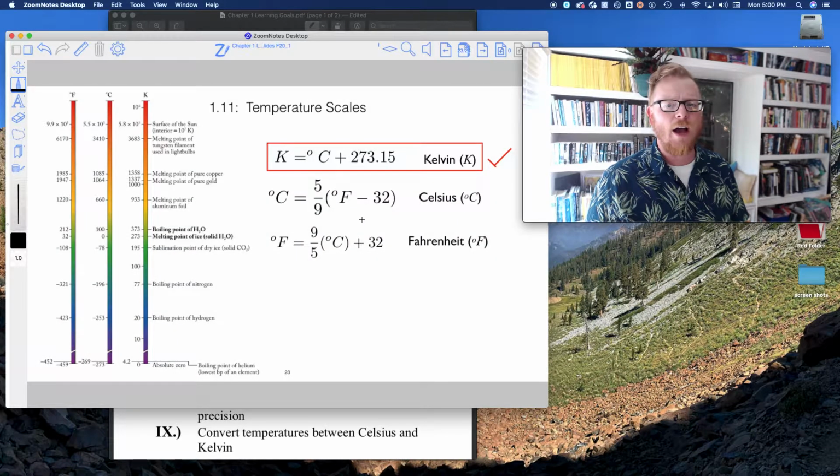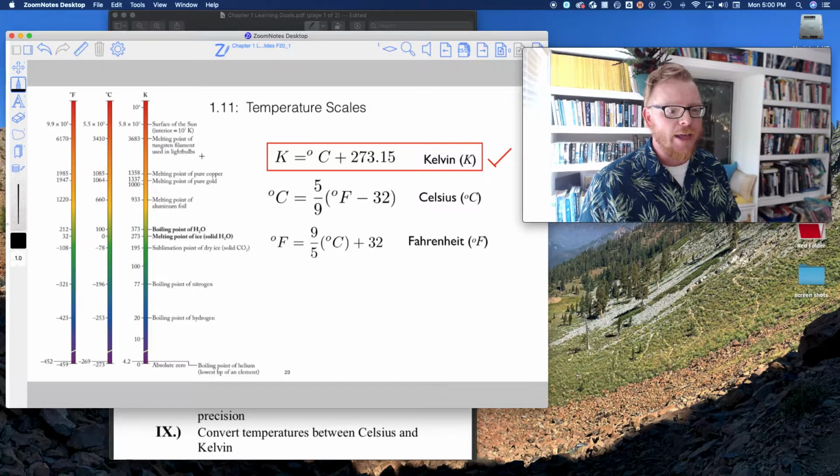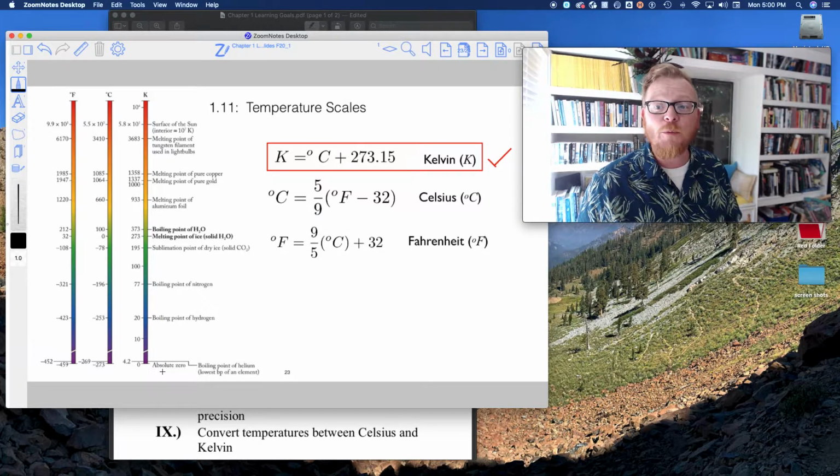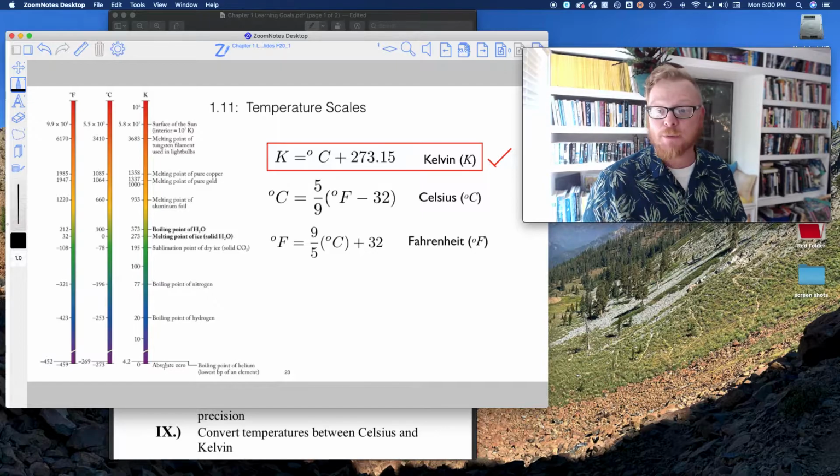Okay, so I just want to talk very briefly about temperature scales. So here are the three temperature scales: Fahrenheit, Celsius, and Kelvin. And so you'll notice here the Kelvin scale is absolute. So there is such a thing as absolute zero. Insofar, we've never been able to get absolute zero.